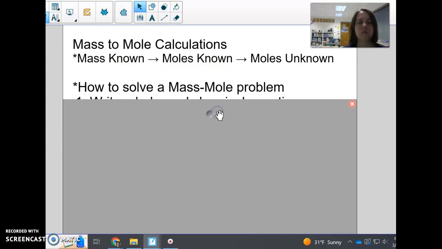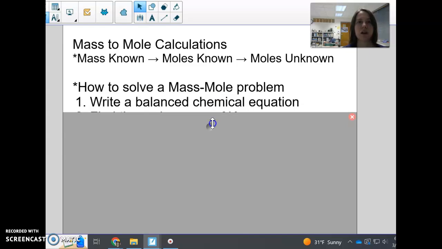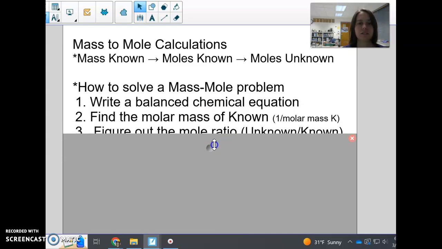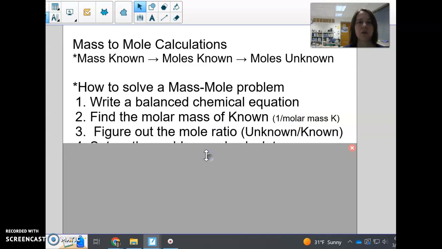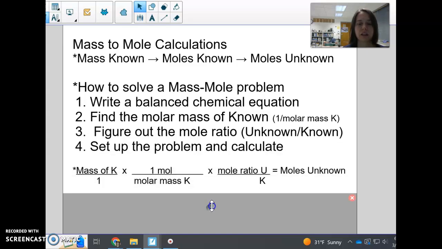So how to solve a mass to mole problem? Well, the first thing you're going to do is write a balanced chemical equation. Then you're going to find the molar mass of your known, and it's actually 1 over the molar mass. Then you're going to figure out your mole ratio, which is unknown over known, and set up the problem and calculate.